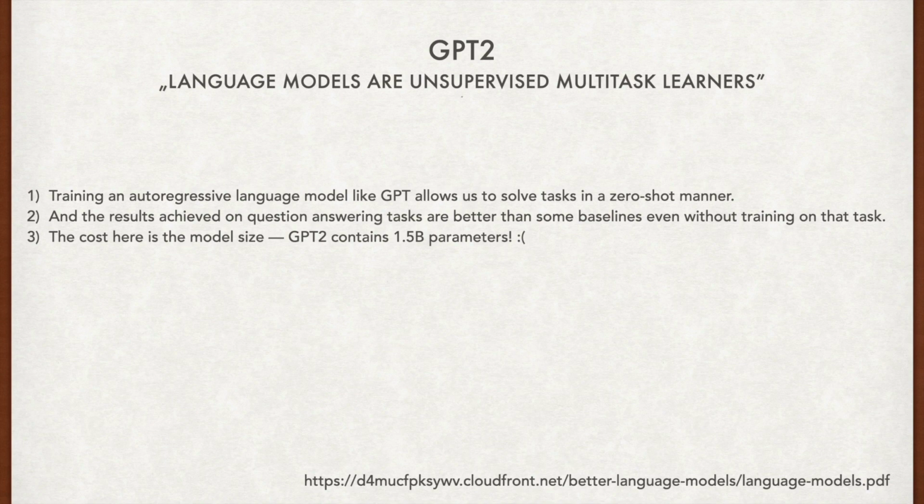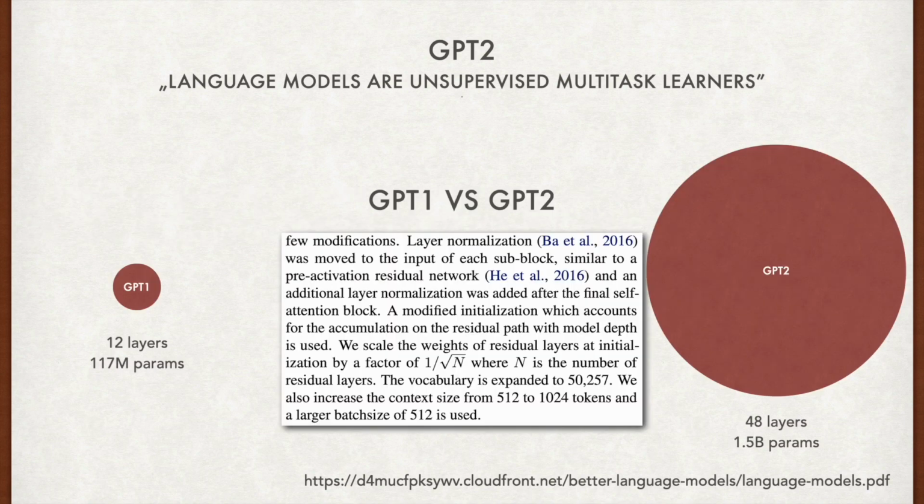First, training an autoregressive language model, a causal language model, like GPT, allows us to solve tasks in a zero-shot manner. And the results achieved on question answering tasks are better than some baselines even without training on that task. However, there is a cost here. GPT-2 contains 1.5 billion parameters. That's huge. There aren't many differences between GPT-1 and GPT-2, and we list them here in the slide.